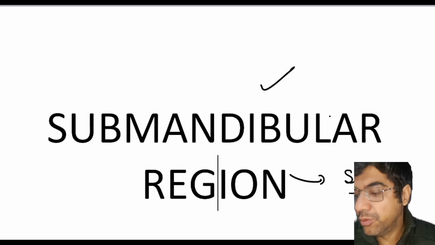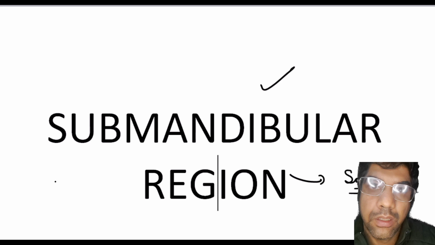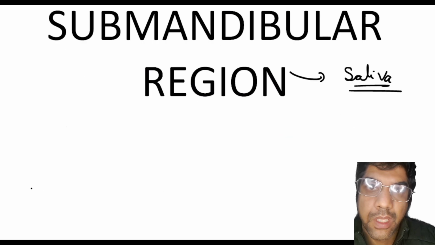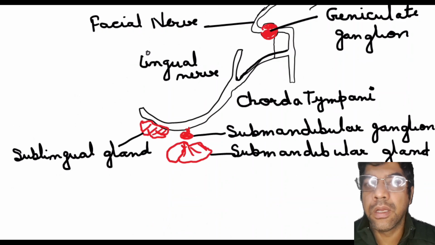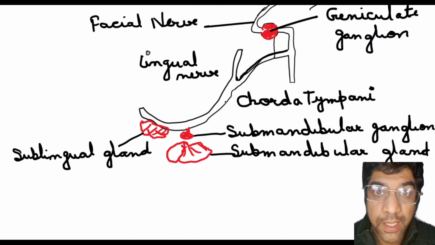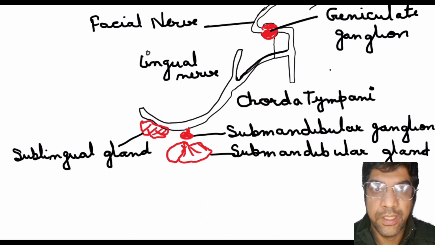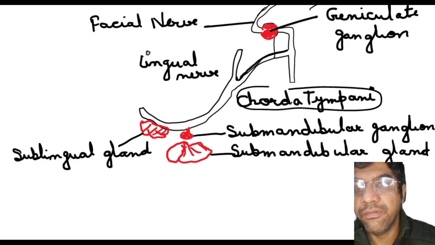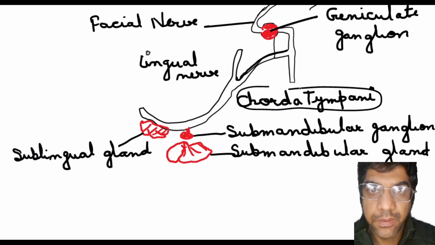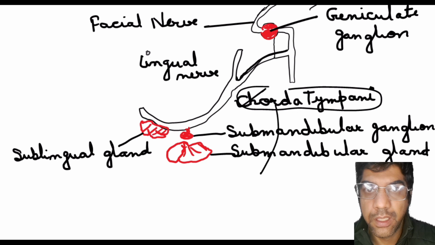Now let us introduce another character member that is known as chorda tympani. It's like a manager that tells the saliva factories when to start working. This manager also brings a special message about taste from most of the part of the tongue.